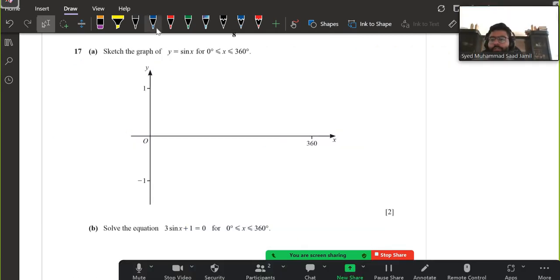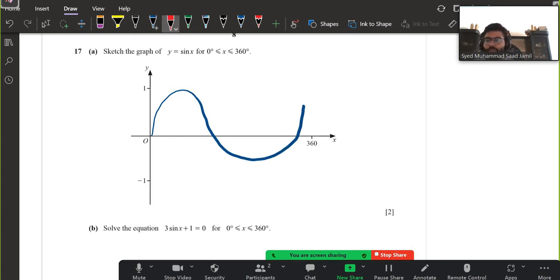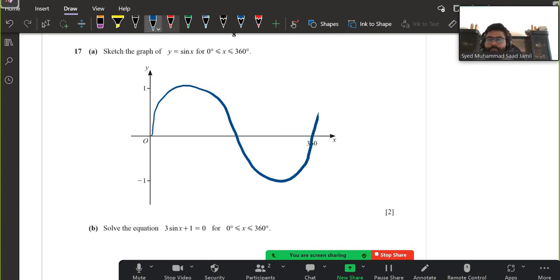Moving on to question 17, it says sketch the graph of y equals sine x all the way from 0 to 360. So you sketch the graph like this. This point is 90, this point is 180, this point is 270, and my bad, I had to draw it all the way till 360. Let me redraw it. So this point is 90, this point is 180, this point is 270. That's how you draw it.